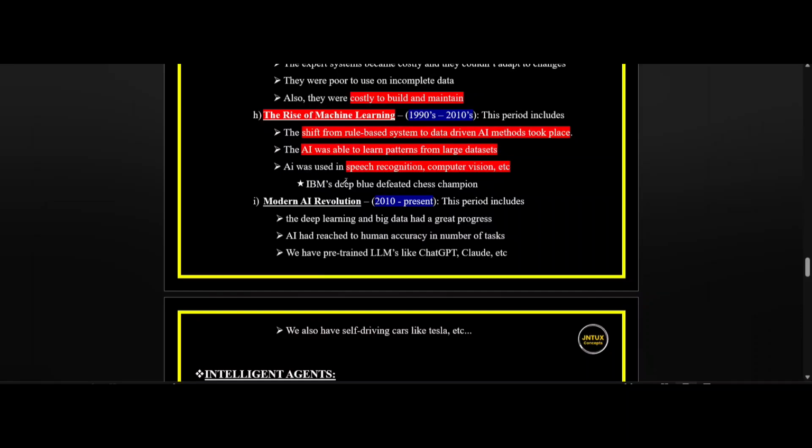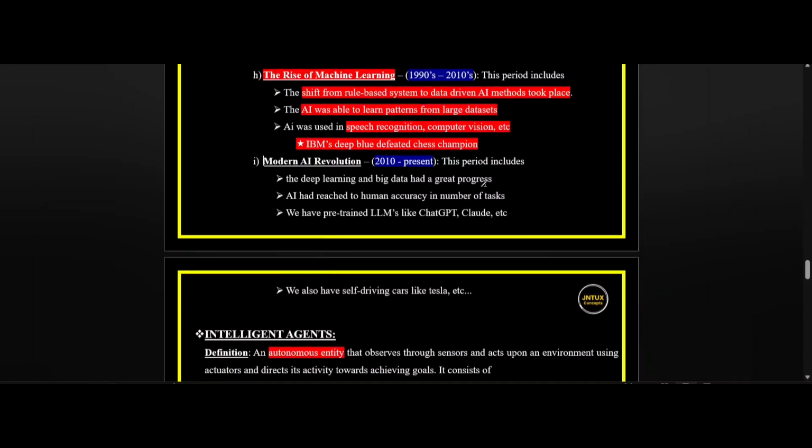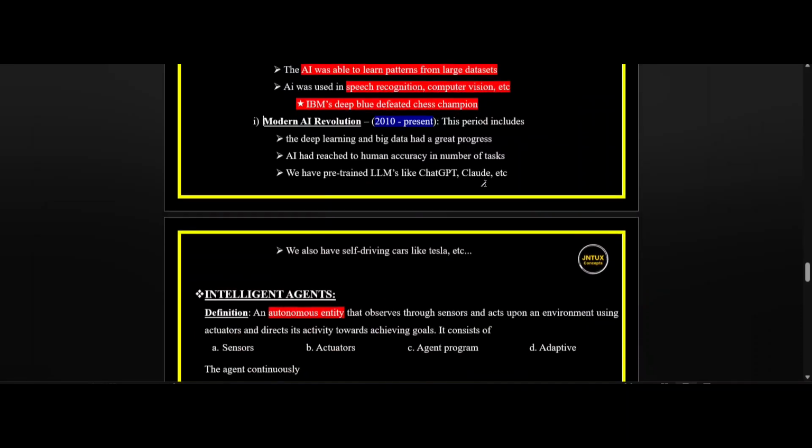The key important point which can be written in the exam is that during this period, IBM's Deep Blue defeated a chess champion. That's the very first milestone by a tech company using AI.